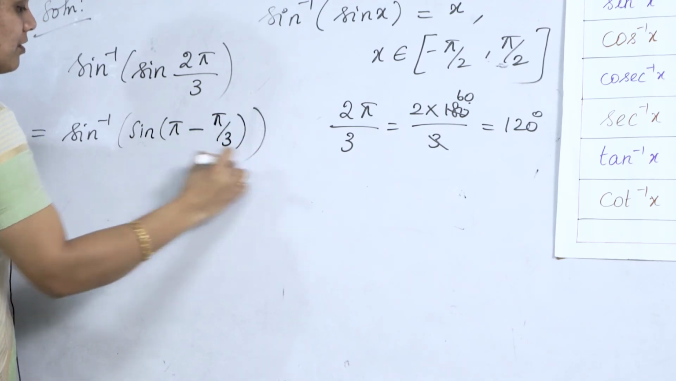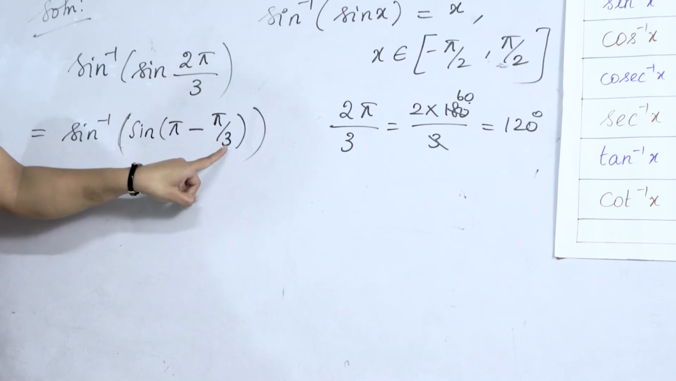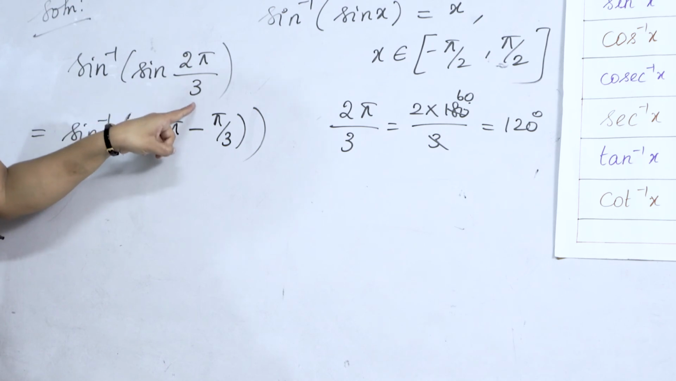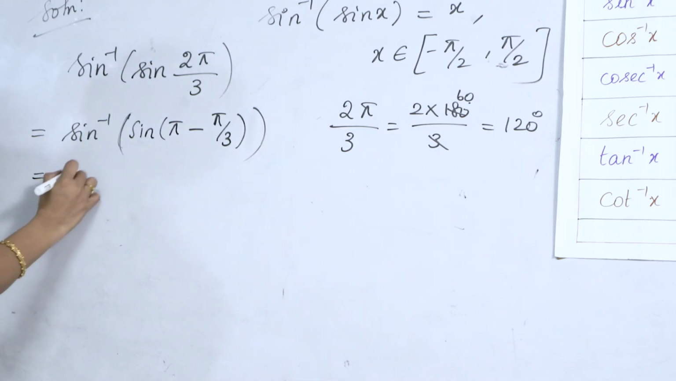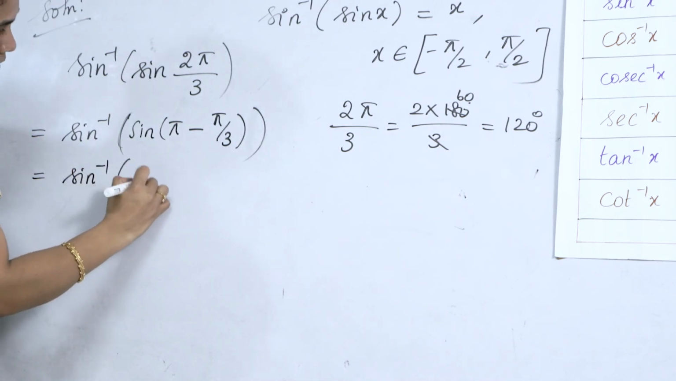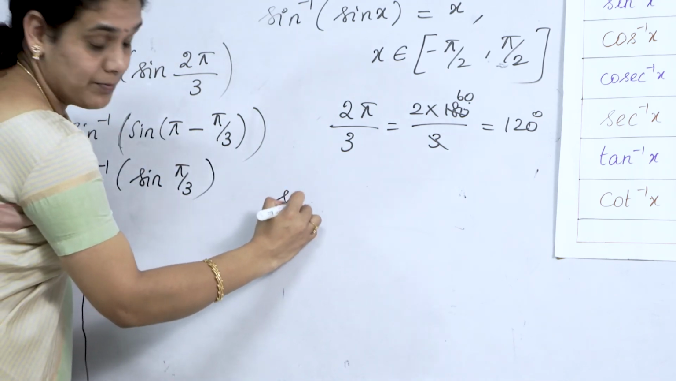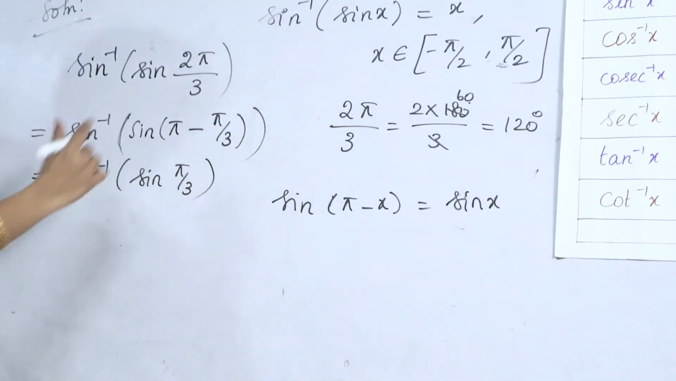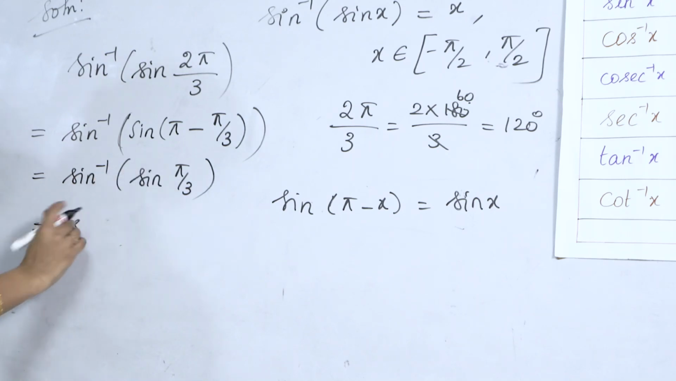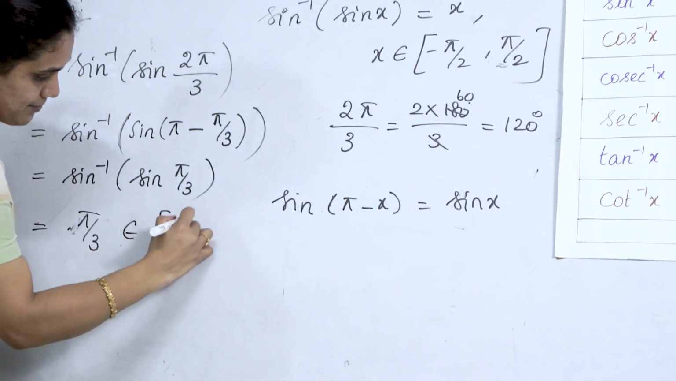Can we write this one like this? 2 pi by 3, if you split like this, pi minus pi by 3, that is 3 pi minus pi, that is 2 pi by 3, right? So it comes automatically in the second quadrant. That's what we want, isn't it? And this is sine inverse of sine pi by 3, right? Sine pi minus x equals sine x. So sine inverse of sine pi by 3 is pi by 3. Pi by 3 is 60. 60 comes automatically in minus pi by 2 comma pi by 2. Therefore, this is our answer.